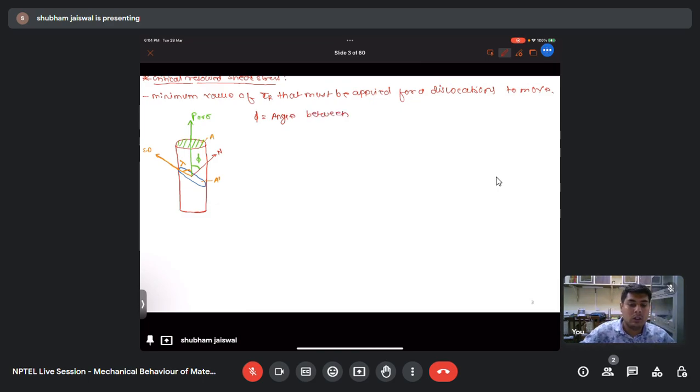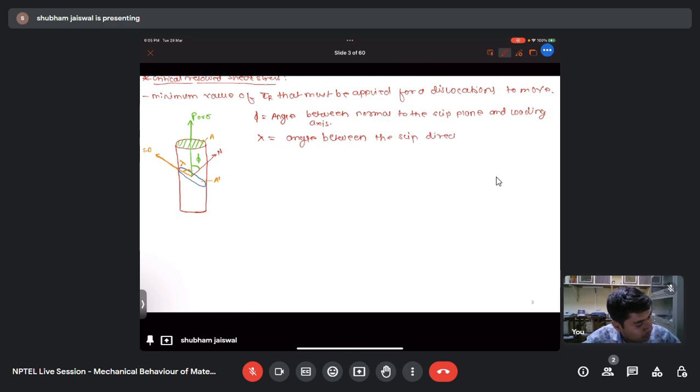So phi is the angle between the normal to the slip plane and the loading axis. Similarly, lambda is the angle between the slip direction and the loading axis.